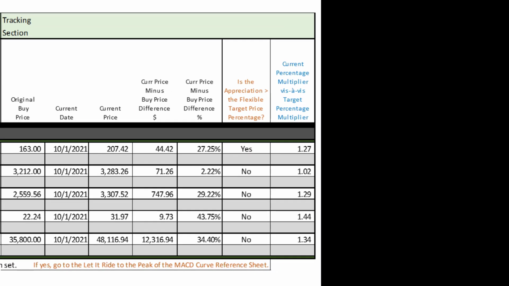From June 1st, 2021 to October 1st, 2021, NVIDIA increased from $163 to $207.42, an increase of 27%, which was greater than the flexible target price percentage of 22%. Amazon increased 2%. Ethereum increased 29%. Polkadot increased 43%, and Bitcoin increased 34%.